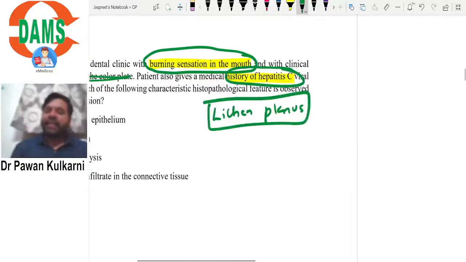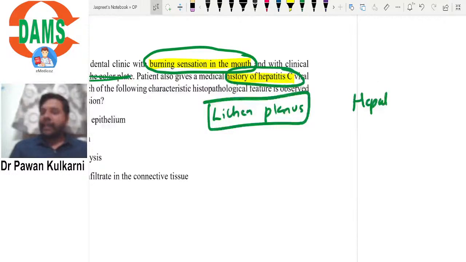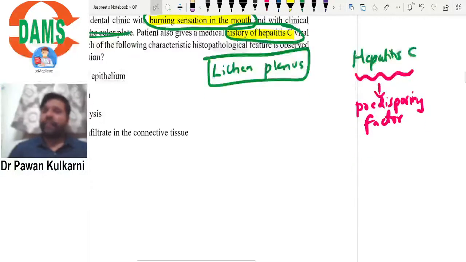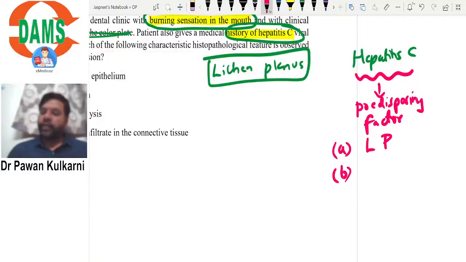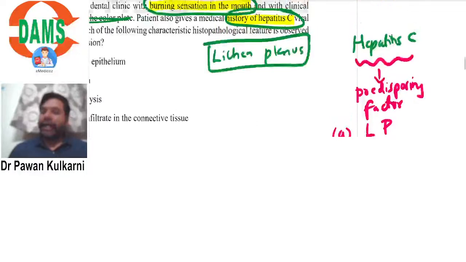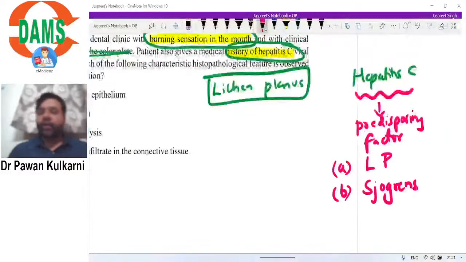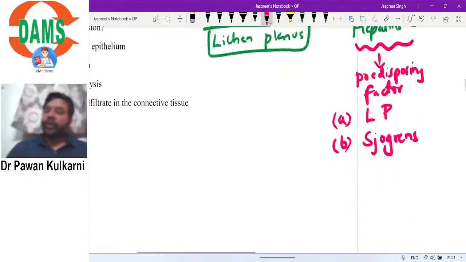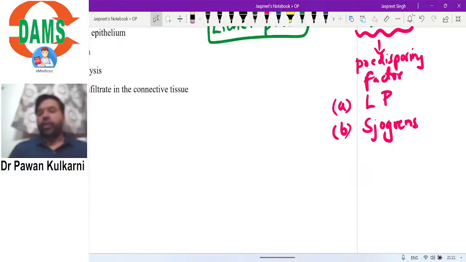Hepatitis C is a predisposing factor for two things in the oral cavity. I'm talking specifically about the oral cavity. One is lichen planus, LP. One more is Sjogren syndrome. So hepatitis C is a predisposing factor for these two conditions, that is LP, lichen planus, and Sjogren's.